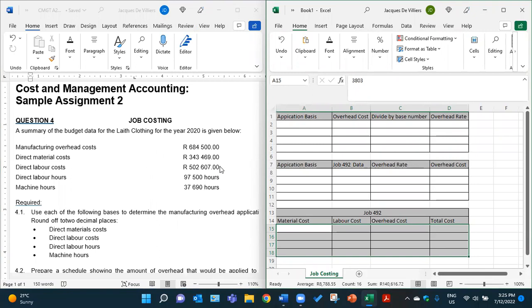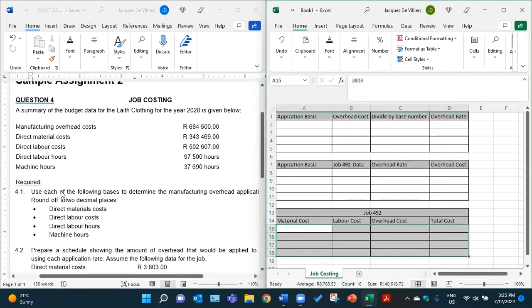They have budget overhead cost to the tune of 684,500. They have budgeted direct material costs to the tune of 343,469, direct labor costs just over $500,000, and then they have budgeted for 97,500 direct labor hours and 37,690 machine hours. I do not know what garments they are making. We are not told. And this is what is required.